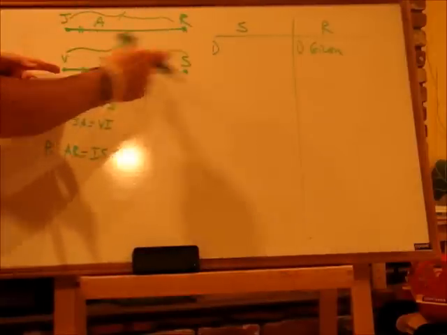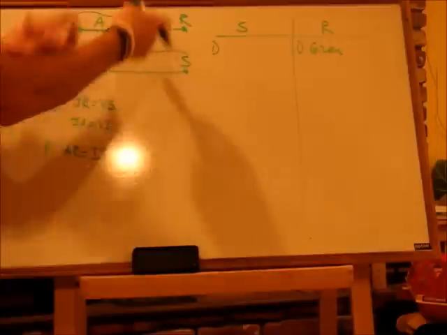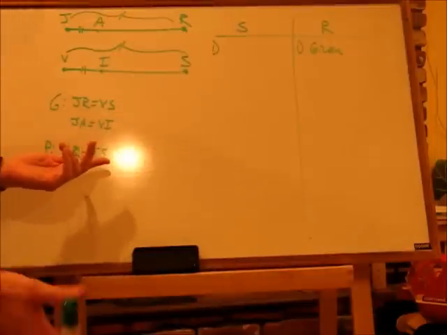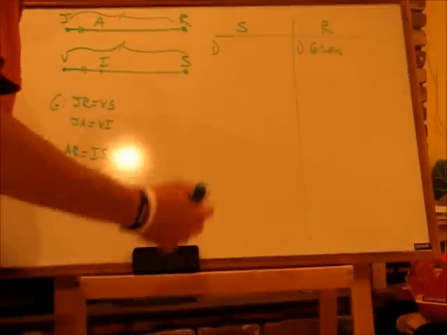Same thing here. If that's 10 and that's 2, this piece would have a length of 8. Therefore, the lengths would have the same length. Or, I should say, those segments would have the same length, making them congruent.